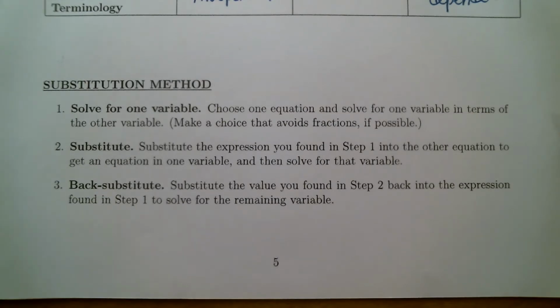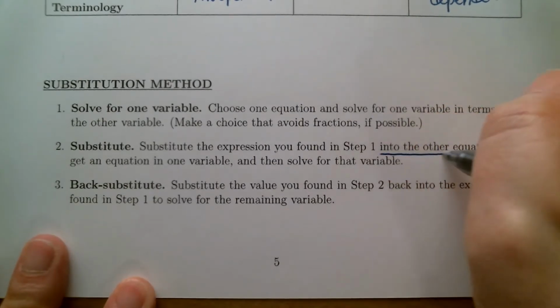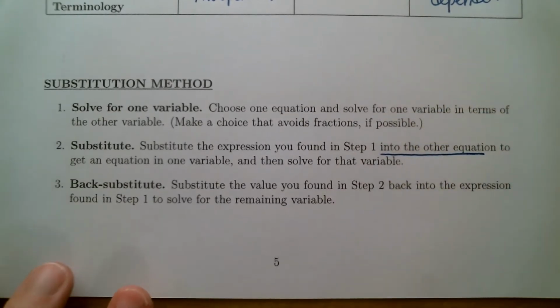Okay, second step, substitute. Substitute the expression you found in step 1 into the other equation. That's important. You need to substitute it into the equation you haven't used yet to get an equation in one variable and then solve for that variable. Okay, and then the third step is to back substitute. Substitute the value you found in step 2 back into the expression found in step 1 to solve for the remaining variable. Okay, so let's go ahead and try this out.